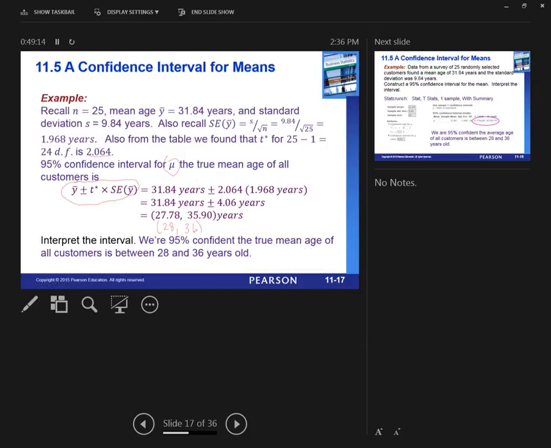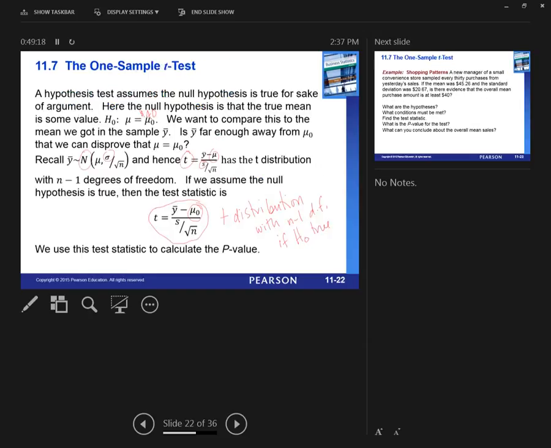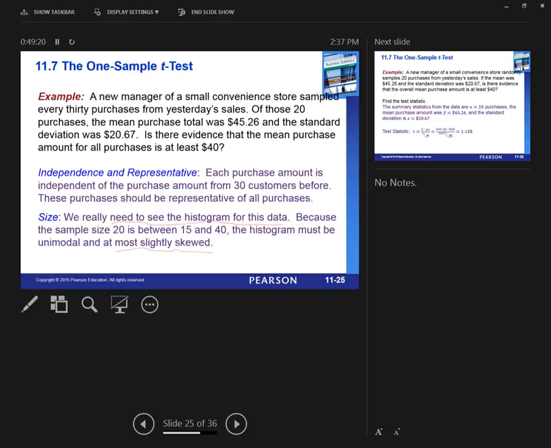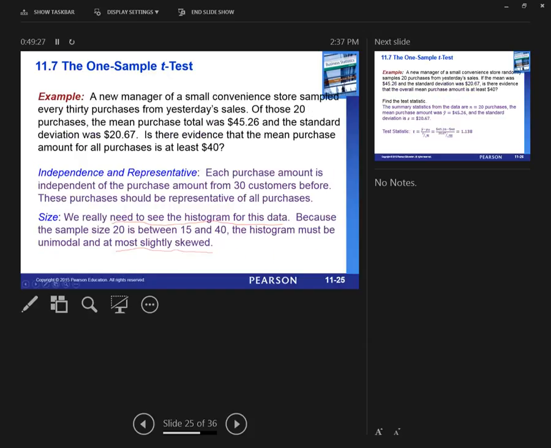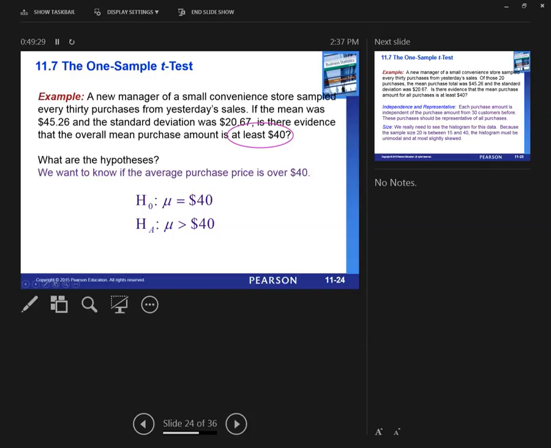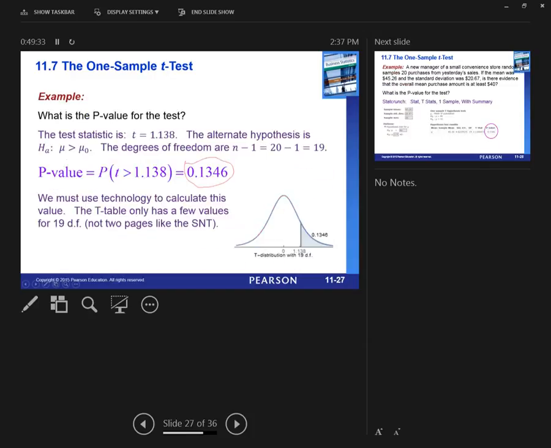So what do I do? We just calculated the t, 1.138. The alternate was greater than, so I need the greater than probability. That's a one-sided test, so I need the right tail probability, and I'll show you how to do that.